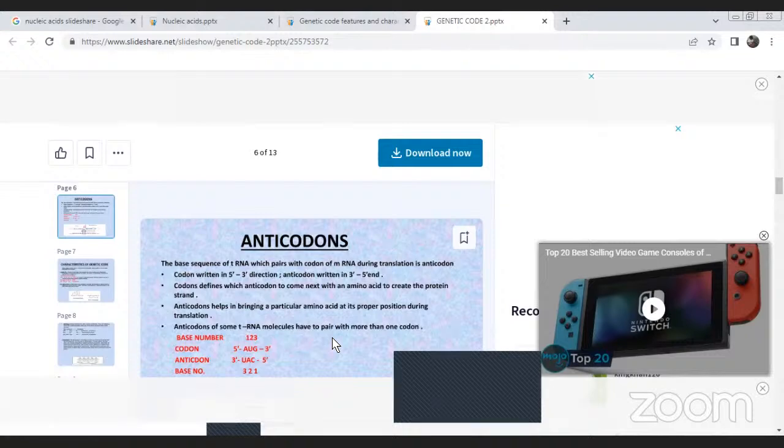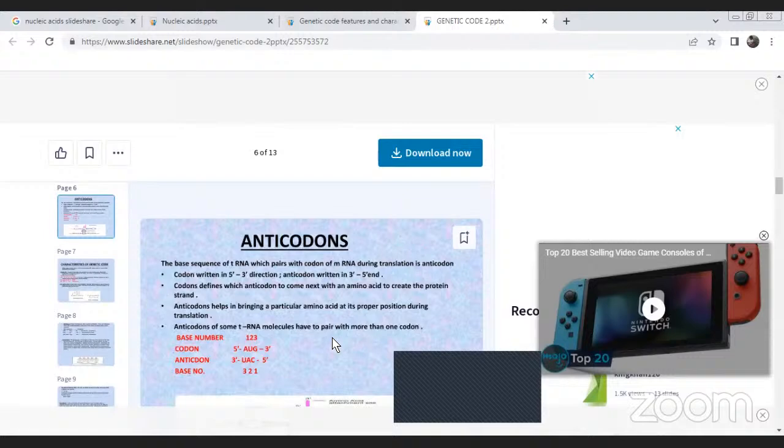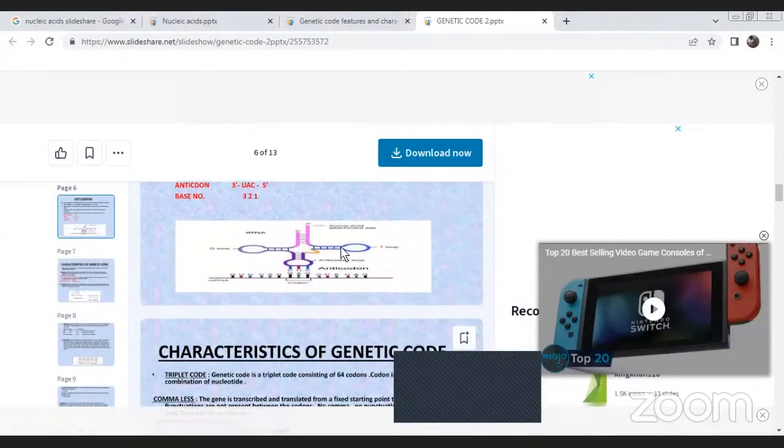Some tRNA molecules can pair with more than one codon. For base numbers 1, 2, 3: the codon is 5' AUG 3', and the anticodon is 3' UAC 5'. The codon is written 5' to 3', and the anticodon is written 3' to 5'. This is the tRNA structure: the D loop, the T loop, and the anticodon loop, where the anticodons are located.